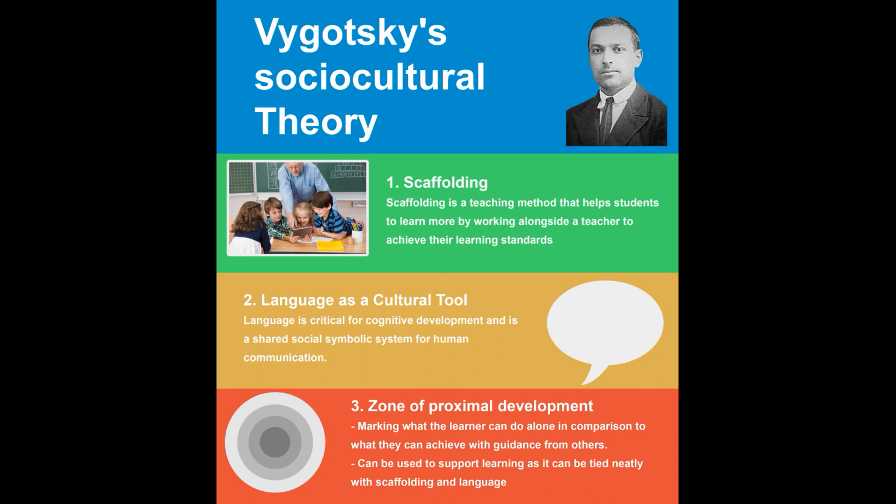Zone of proximal development. The zone of proximal development is the difference between a student's developmental level through independent work and their level of potential development through working under adult direction or with more skilled peers, essentially marking what the learner can do alone in comparison to what they can achieve with guidance from others. Vygotsky believed it was essential for learners to be within the zone of proximal development, as the students would drive themselves to complete all tasks at hand.